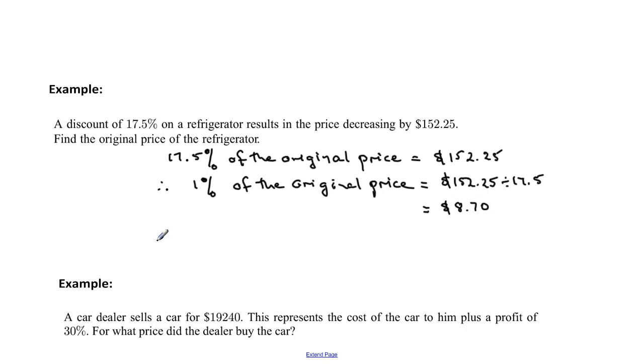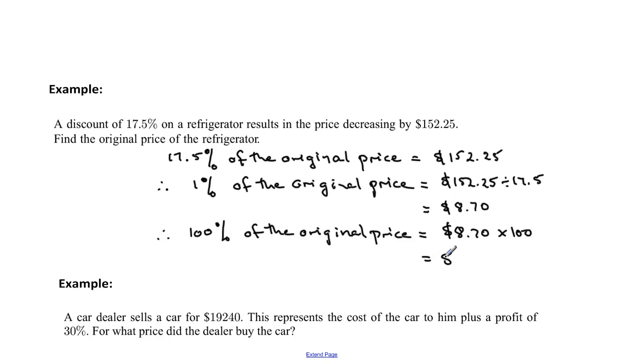for 1%. So now it's a relatively easy thing to go to 100%, because all we need to do, so 100% of the original value, which obviously is the original value, must be $8.70 times 100. So when we work this out, we get $870.